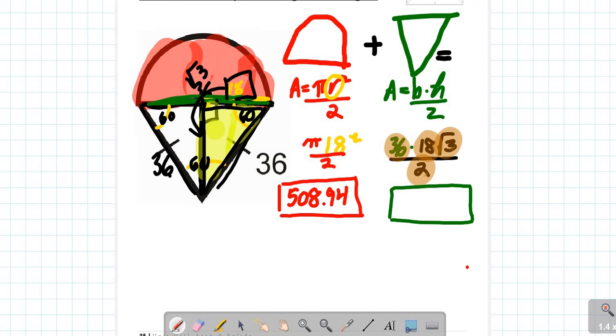All right, guys. You should be getting around 561.18. Okay, now remember, this is a positive composite, so we're adding. So your final total area is, and then you add those two together.